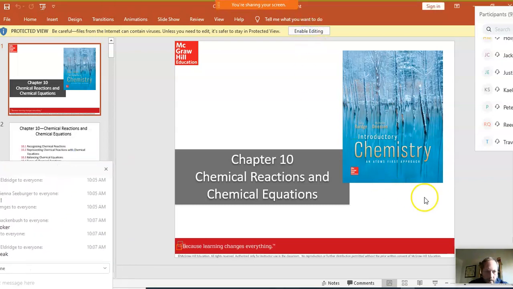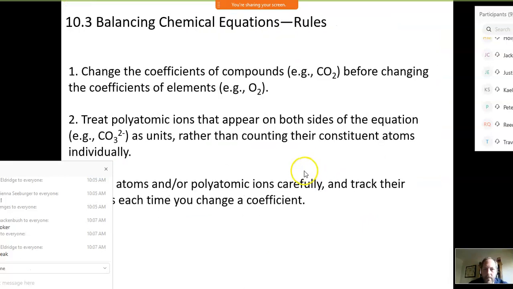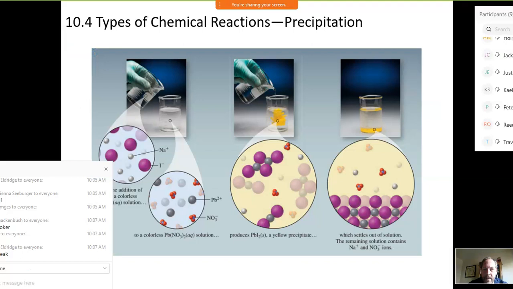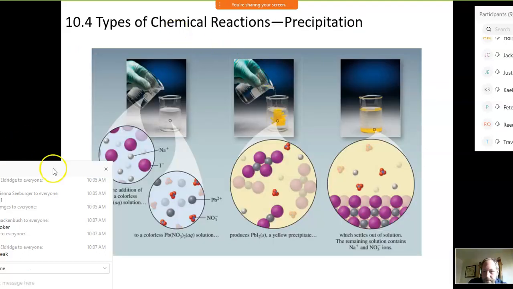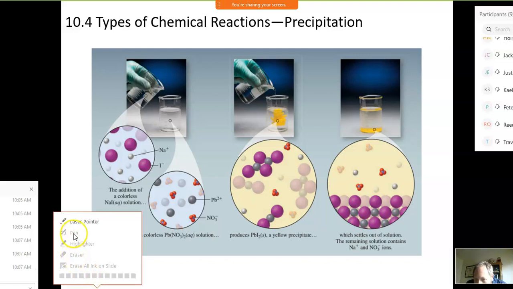Okay, there we go. So we talked about chemical reactions, we talked about balancing equations, and then we talked about these precipitation reactions. So again, a precipitation reaction is where you take two compounds. In this case, we are taking sodium iodide.